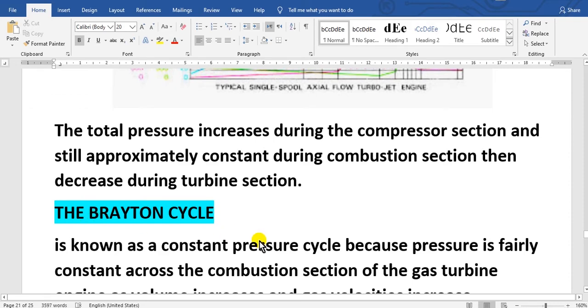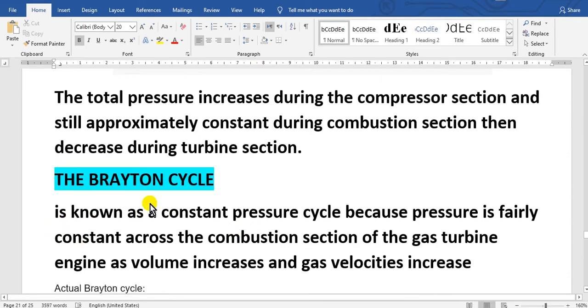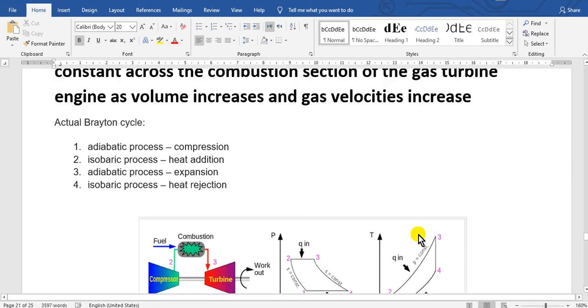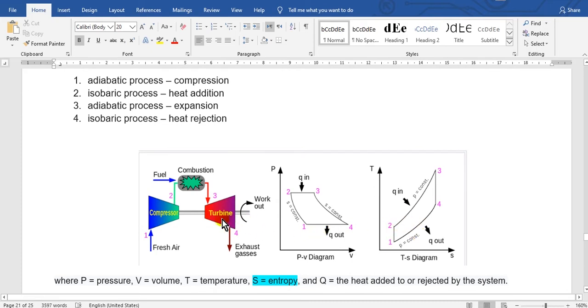The Brayton cycle is known as a constant pressure cycle because the pressure is fairly constant across the combustion section, as we saw, of the gas turbine engine, as the volume and gas velocities increase. Look here. This is the compressor, here the combustion, and here the turbine. Look here, I will zoom here.